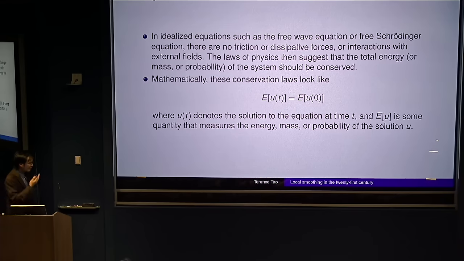The powerful thing is that this is true for all time t, so it doesn't matter what kind of interactions go on. You can have extremely complicated dynamics, but no matter what you do, you must always keep this energy conserved. It's not always energy. As I said, there is also conservation of mass sometimes, or in the case of the Schrodinger equation, conservation of probability.